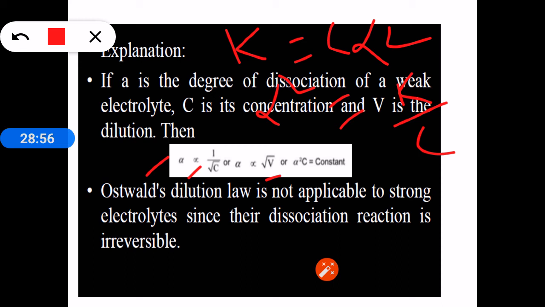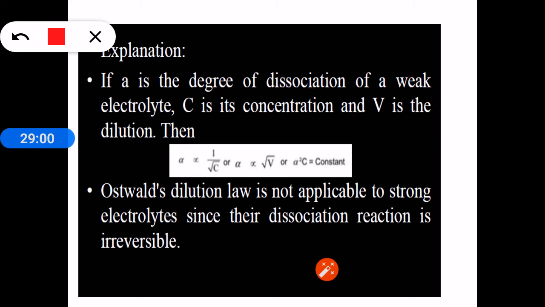It means with increase in the dilution, alpha proportional to root V means that with increase in dilution alpha value increases, or alpha inversely proportional to root C means with increase in concentration alpha value decreases.